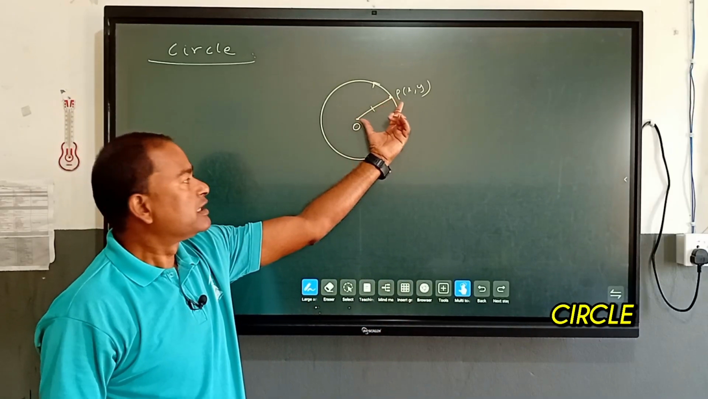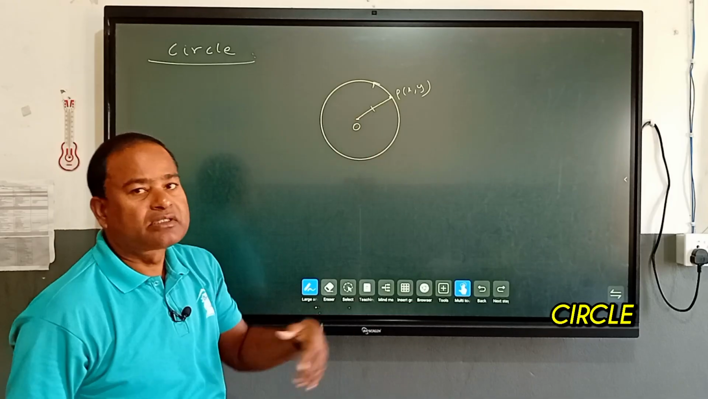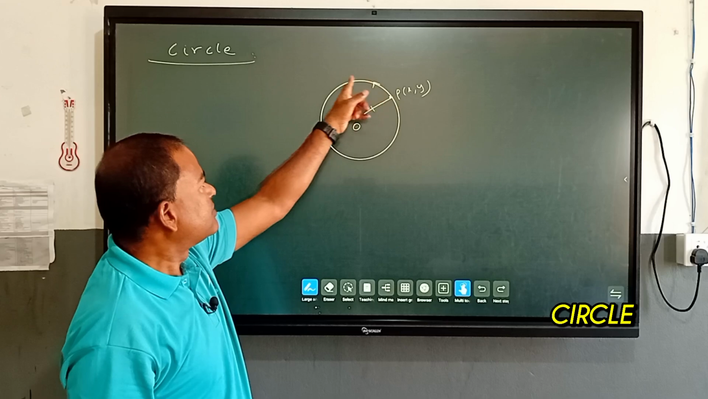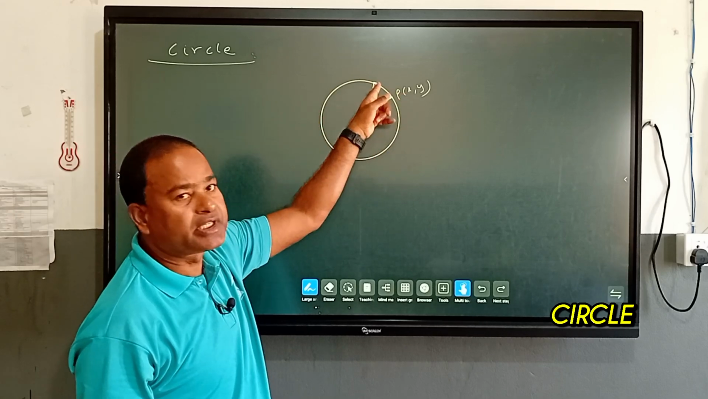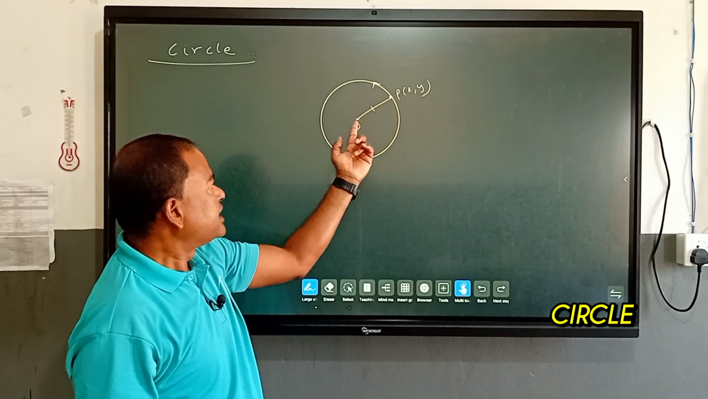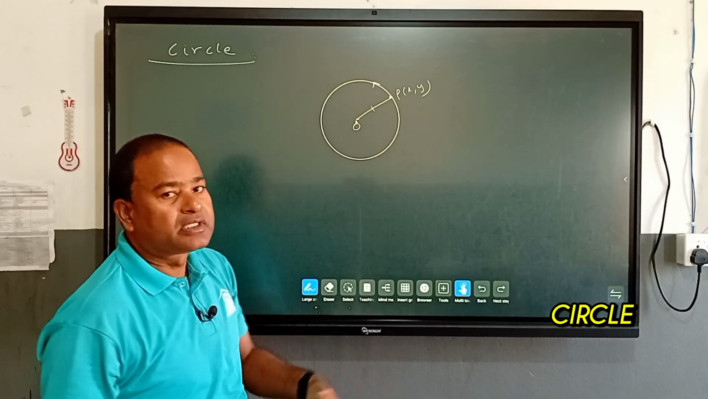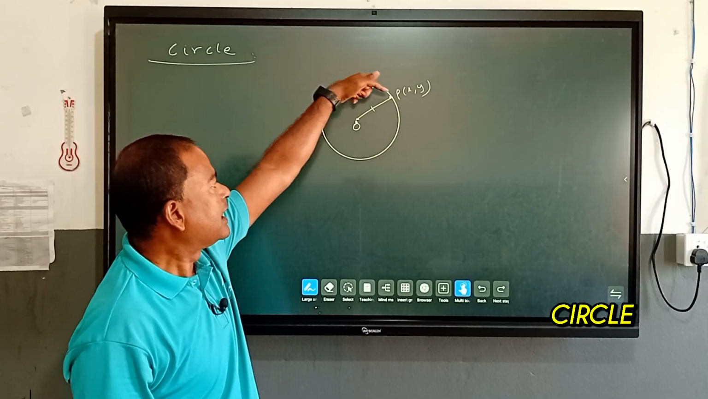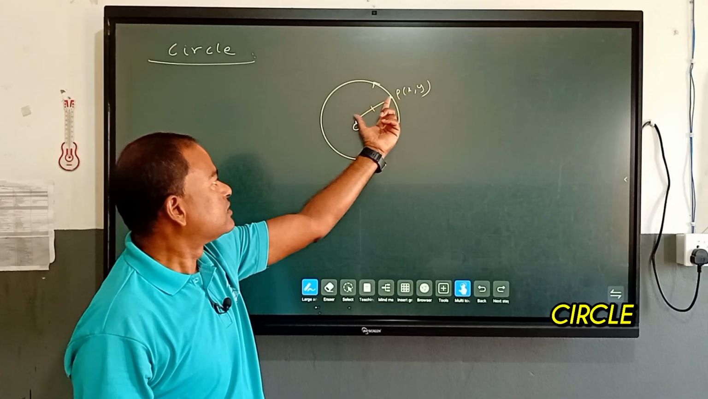fixed point is called the center of the circle. So in this diagram, the point P(x, y) is the moving point. The path made by this moving point, which is always at equidistance from the fixed point O, is called a circle. Dear students, the distance between the fixed point and any point of the circumference of the circle is called radius.